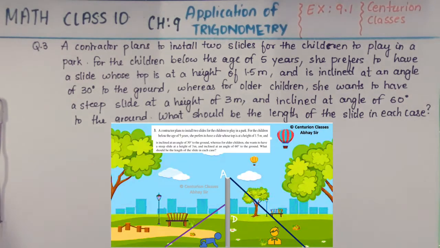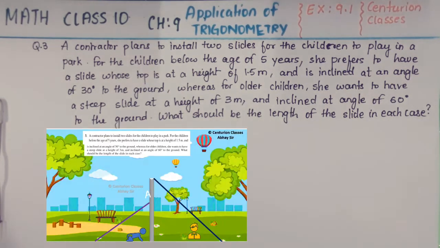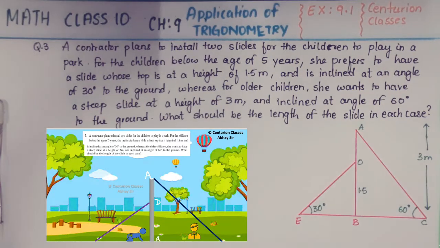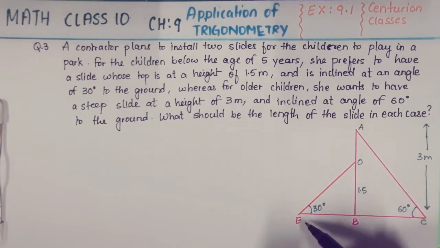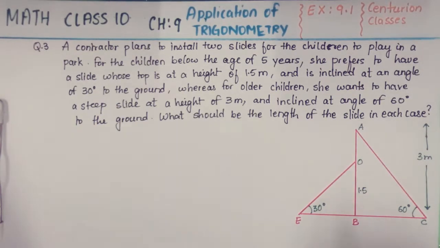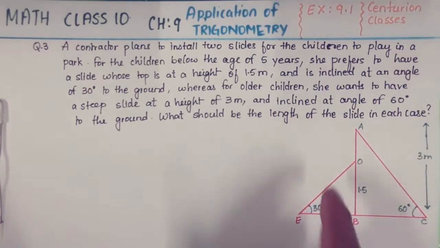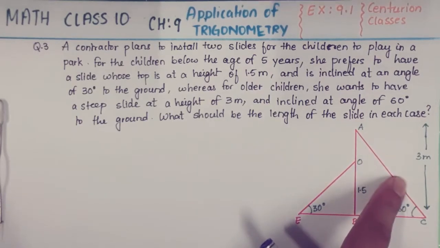Hello students, in this video we are going to solve question number 3 of exercise 9.1. I hope you have understood the question by seeing the animation. So we'll quickly draw the diagram and solve the sum. Okay, so as you have understood the concept, what we need to find is AC and DE.